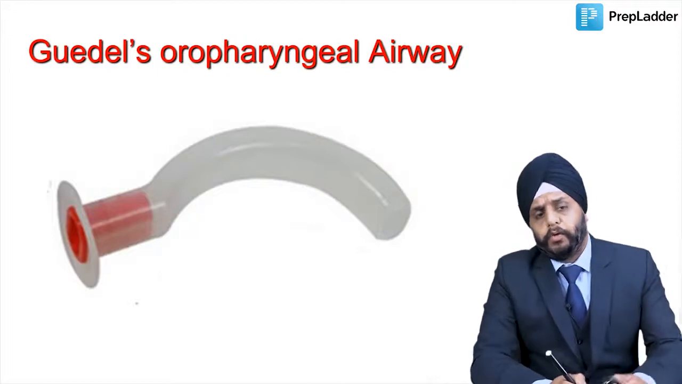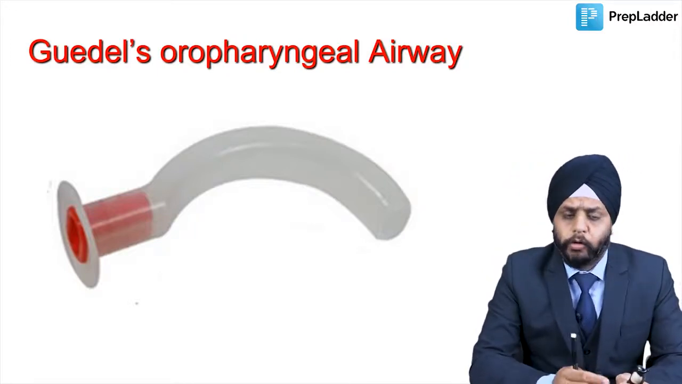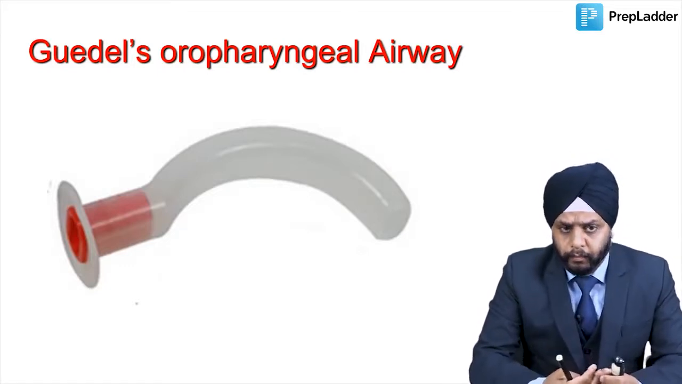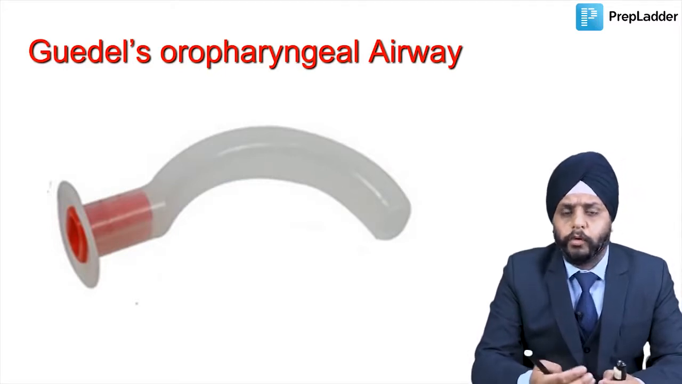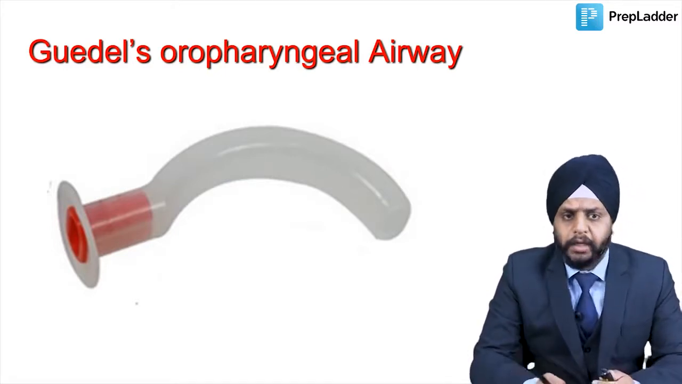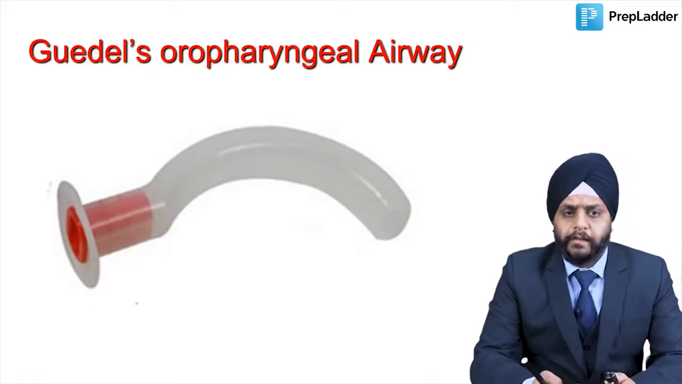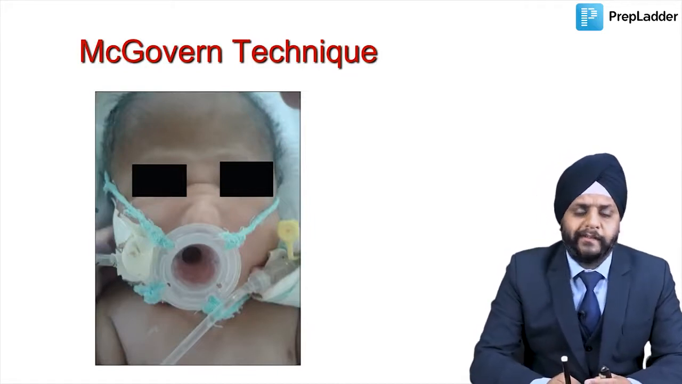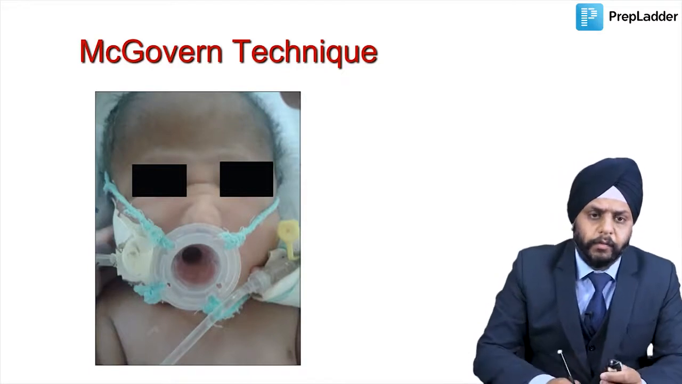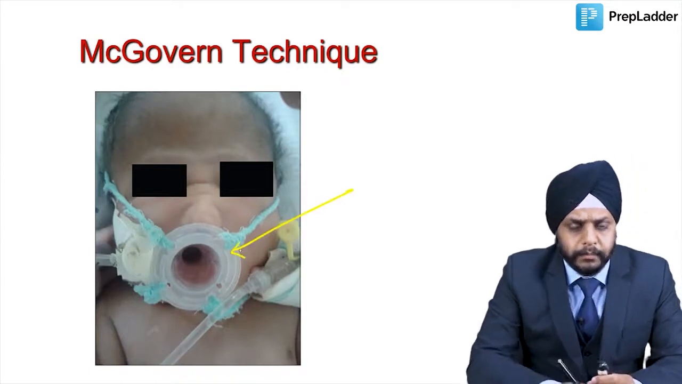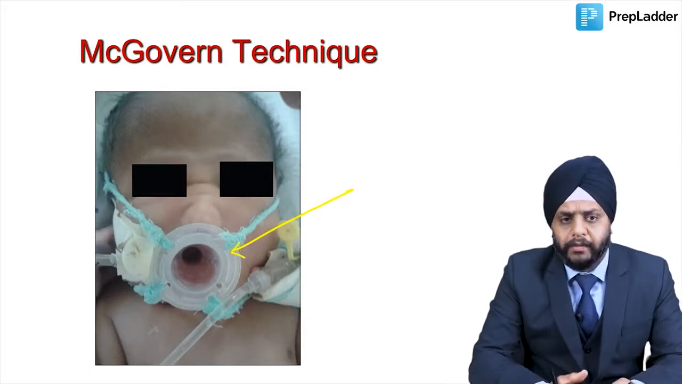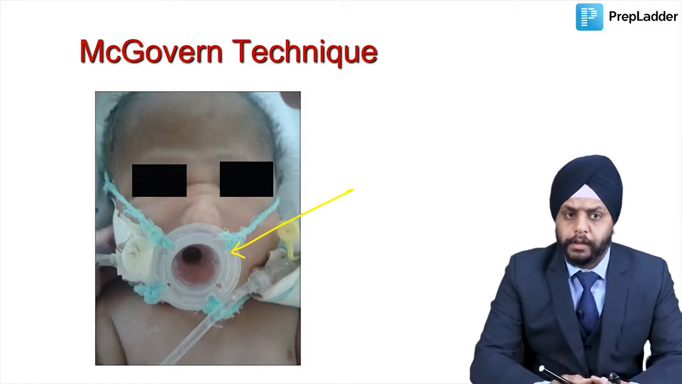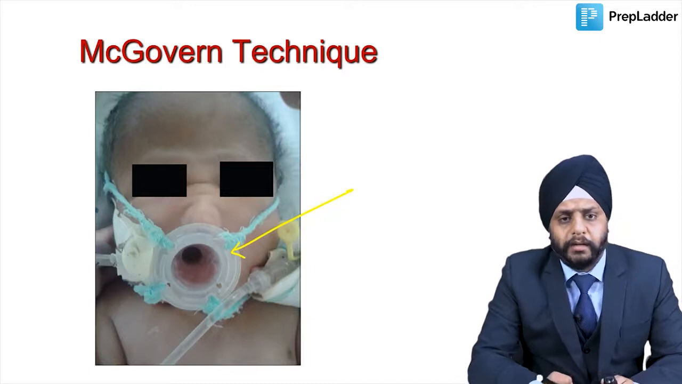Now, suppose you are taking the delivery in a domiciliary setting, in a home care setting. You are not in the hospital, and you don't have access to a Goodell's oropharyngeal airway. What can you do at that time? Instead of this airway, you can put a nipple with a wide hole. This is known as McGovern's technique. So you can put a wide bore nipple, and this will act as an airway for the child till the child can be transported to a higher center for treatment. So this is your McGovern's technique.